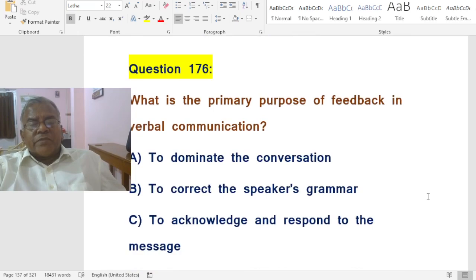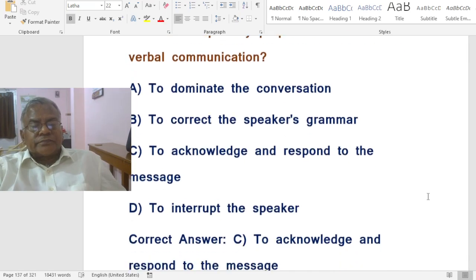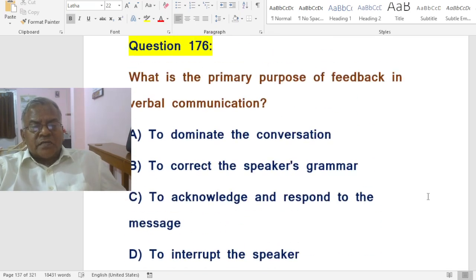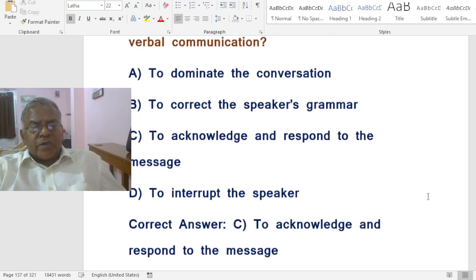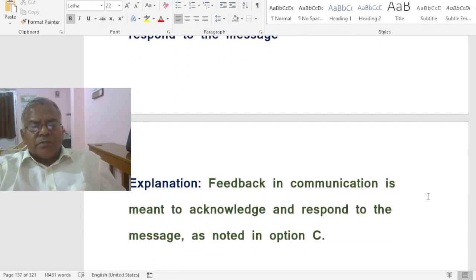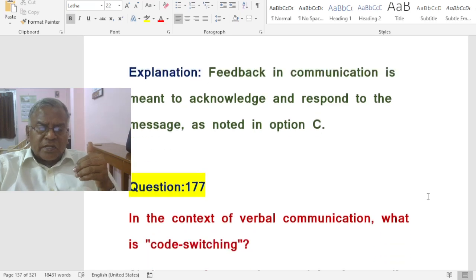What is the primary purpose of feedback in verbal communication? That is to acknowledge and respond to the message. That is the primary purpose of feedback in verbal communication. Feedback in communication is meant to acknowledge and respond to the message. That is the idea here.